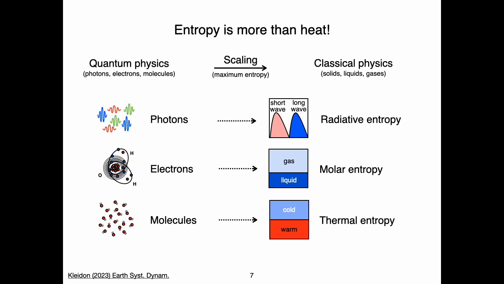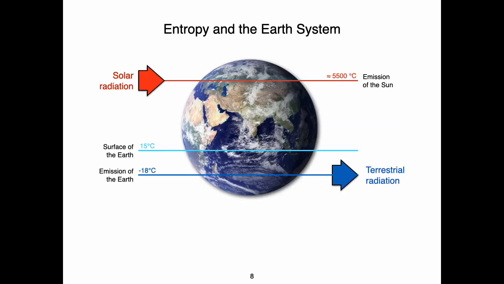For example, water as a liquid has a lower molar entropy than a gas because the electrons have a lot more freedom to arrange in a gas than in a liquid. And we have the classical thermal entropy that comes from classical thermodynamics. So when we apply this to the Earth system, then we can see why it is important to characterize these three different forms of entropy.